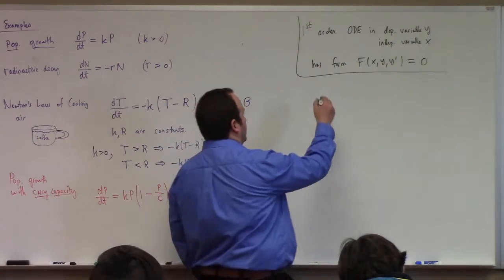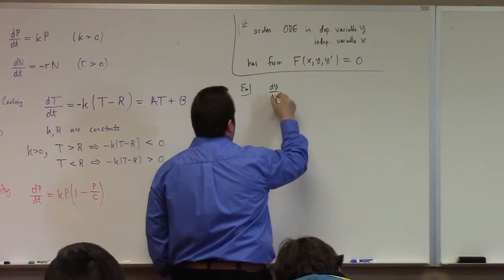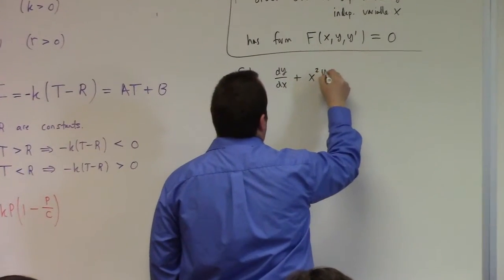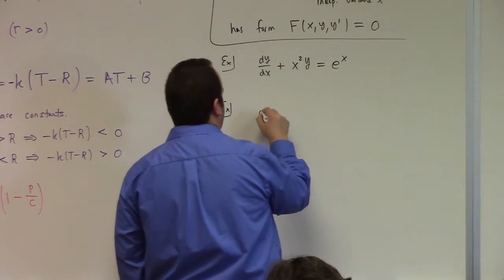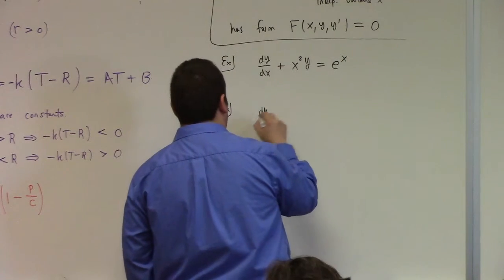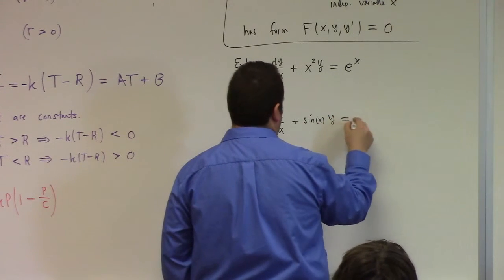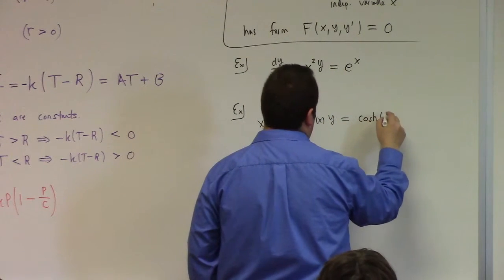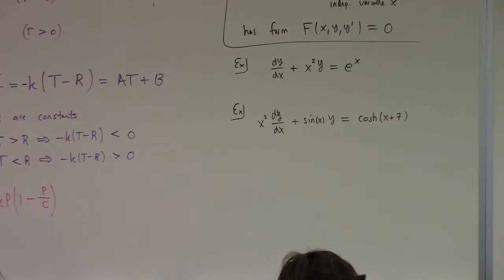Let me show you some examples. So like dy dx plus x squared y is equal to e to the x. Or dy dx times x squared plus the sine of x times y equals hyperbolic cosine of x plus 7. There, again, a differential equation. First order. Yes, sir? ODE stands for ordinary. Yes, ODE, ordinary differential equation.